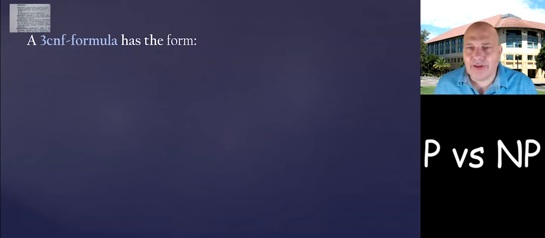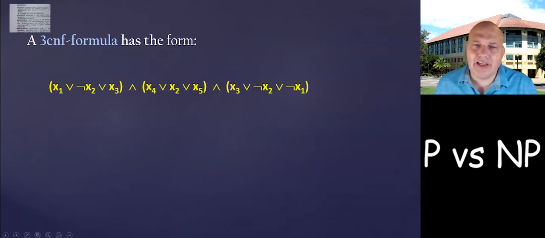A particularly convenient form of satisfiability is 3CNF formulas that have the form of a clause and another one and another one. And these clauses, each one of them is the or of 3 literals. So 3 either variables or their negations. So this is a 3CNF formula.